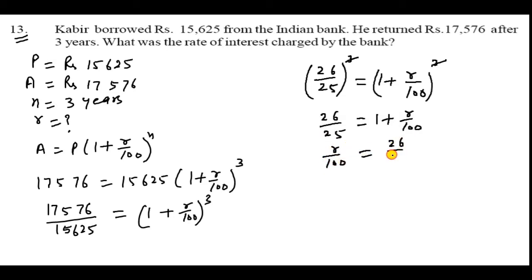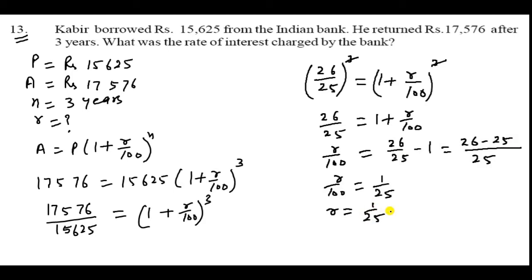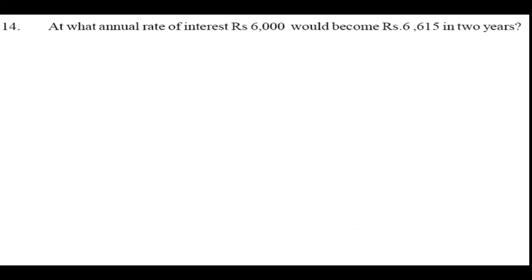So let us see, R upon 100 will be equal to 26 upon 25 minus 1. Taking their LCM, LCM is 25, and 26 minus 25. So R upon 100 will be equal to 1 upon 25. So R will be equal to 1 upon 25 into 100, which is 4. So R will be equal to 4% per annum and that will be your answer.